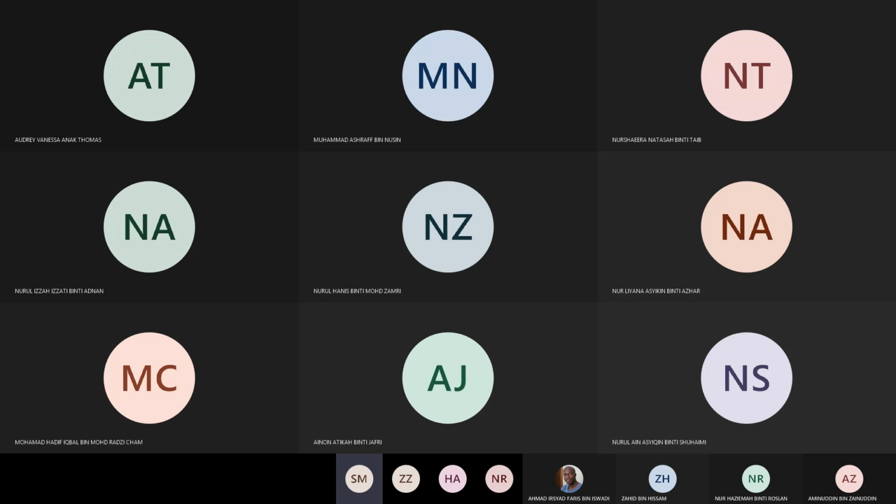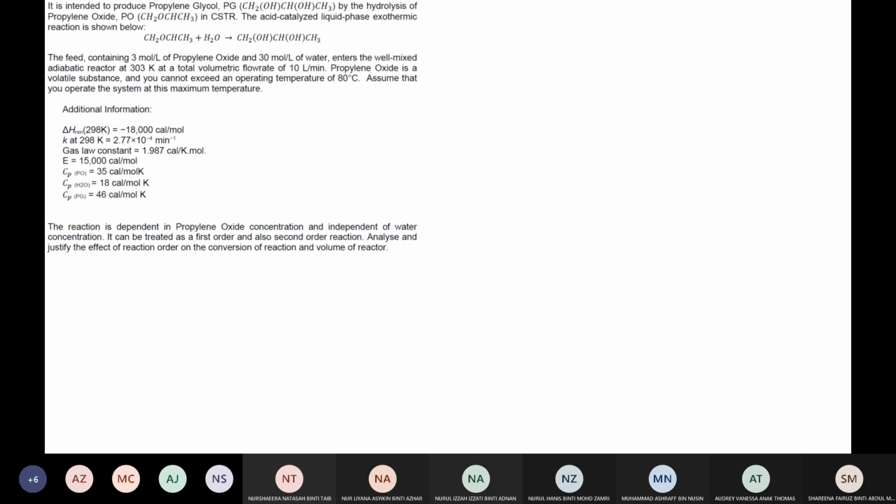Question for tutorial 7. It is intended to produce propylene glycol. So these are the formulas, whereby we have two kinds of reactants. Just denote it as A plus B equals C.